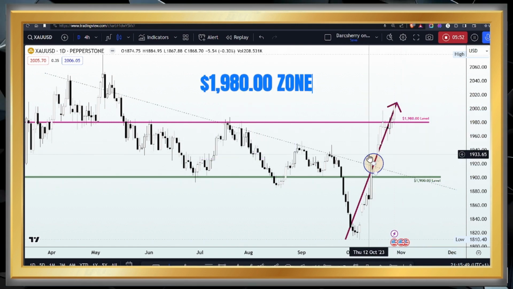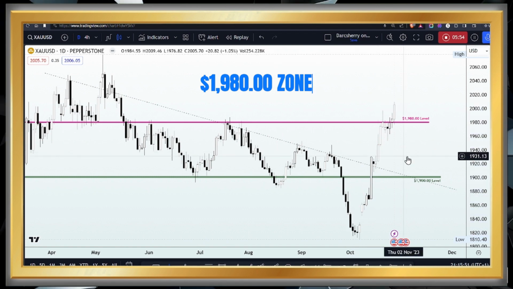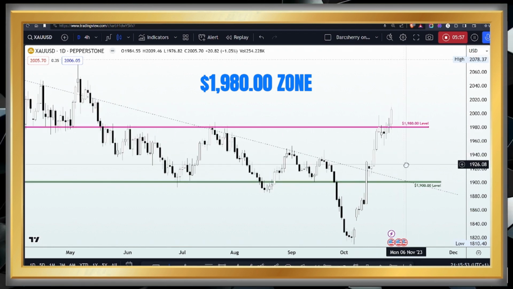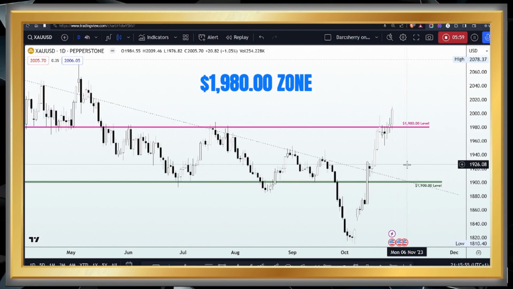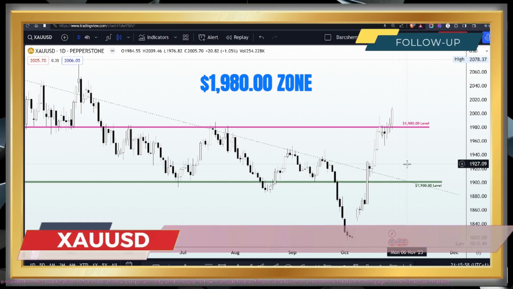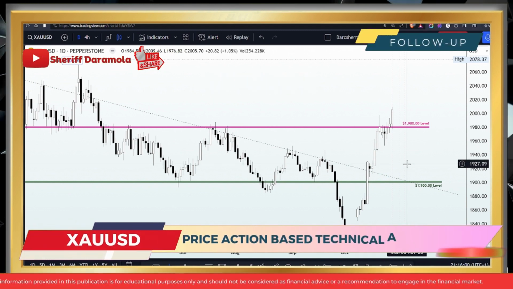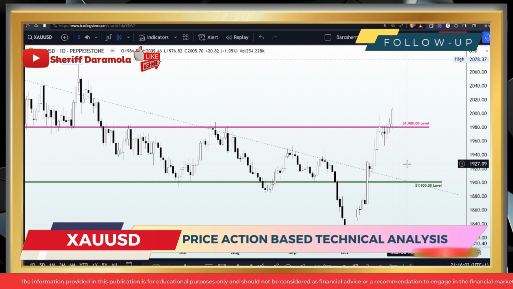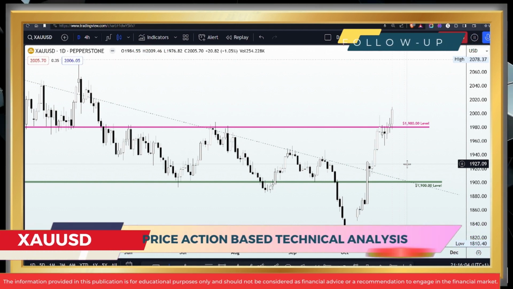However, going into the new week, I'm going to be using the 1980 level as my key level for this week, as you all know how this level has played a major role in determining the direction of price action in the last 4 to 5 months.